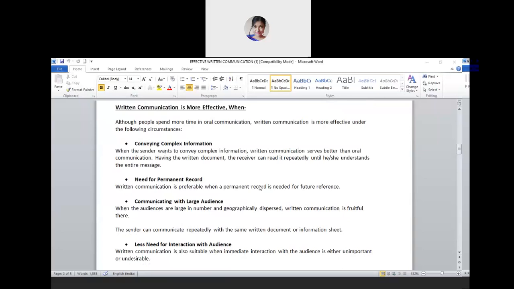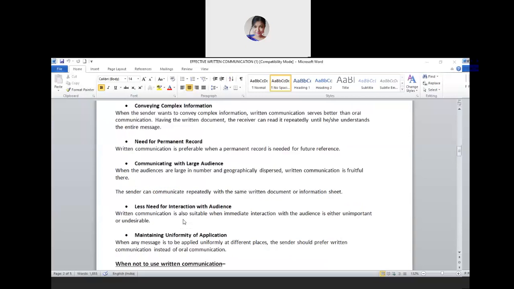Okay, so these are some of the points when you should write and communicate. All right, so these are the situations when you need to write and communicate, and these are the situations where written communication is more effective than oral communication.